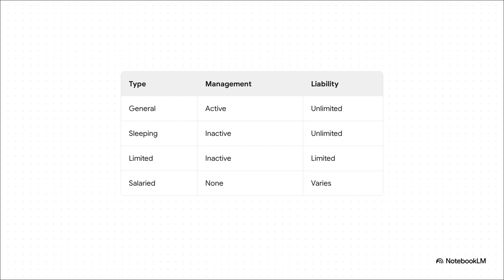Then we have the sleeping partner, totally inactive but still on the hook for debts. Third is the limited partner. Their liability is capped at what they invested, but only if they keep their hands out of management. And lastly, the salaried partner. They just get a fixed wage and aren't really a true partner unless they're getting a cut of the profits too.